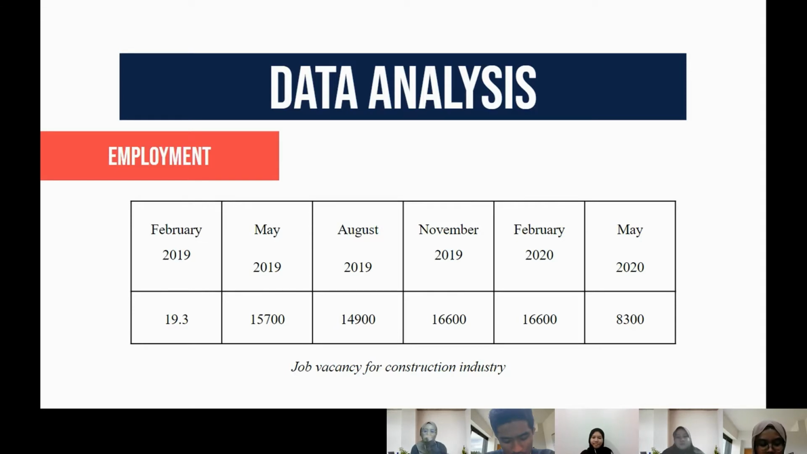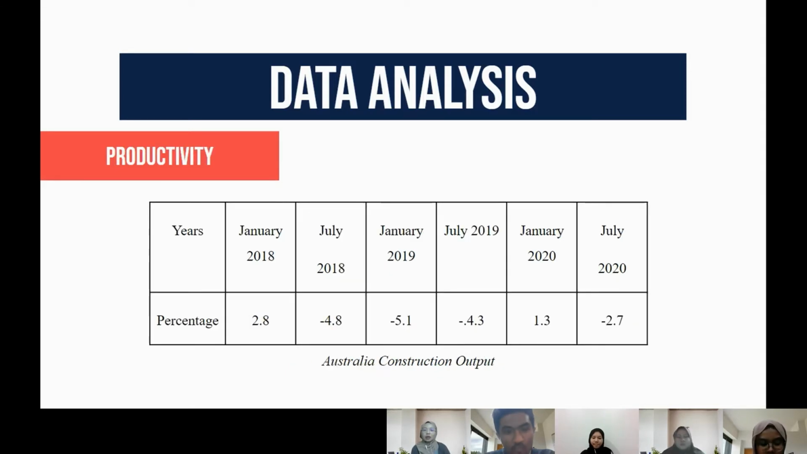So the third one is on the productivity of a project. Based on the table, the total construction had fluctuated from July 2018 until July 2019. However, the percentage increased in January 2020, then in July 2020, when the pandemic had started, the percentage decreased significantly. This data is gathered from the Australian Bureau of Statistics.